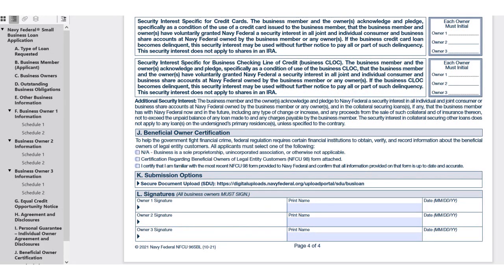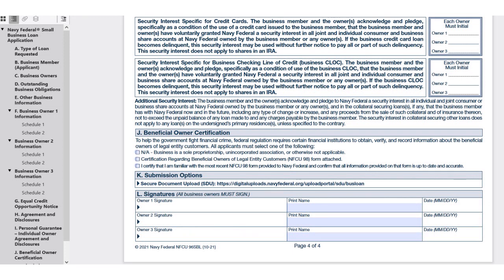So they want each owner to initial. You can see that we have owner number 1, owner number 2, owner number 3. This is because the system, based on our input, has generated cases for 3 owners. Okay, this is very important. If you do not fill this part, if you do not initial, your application will be delayed.